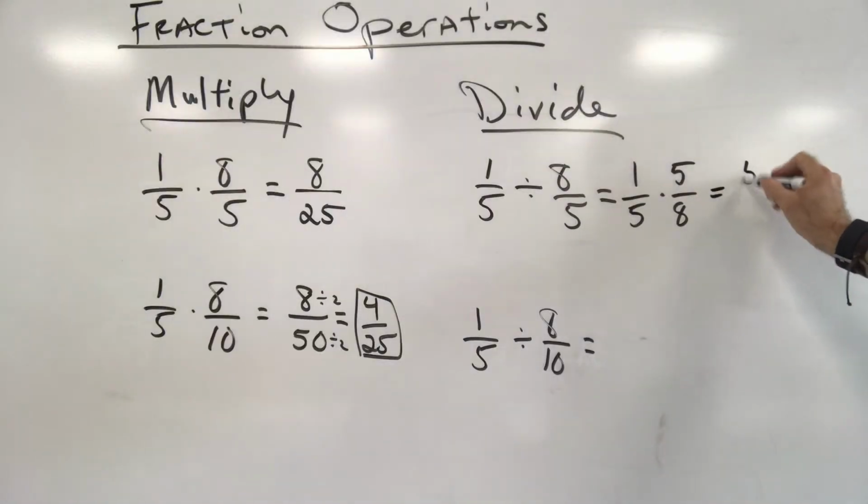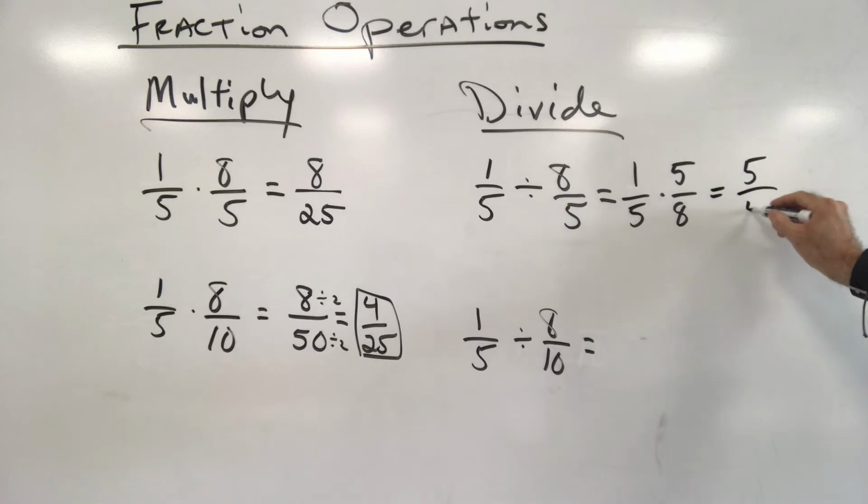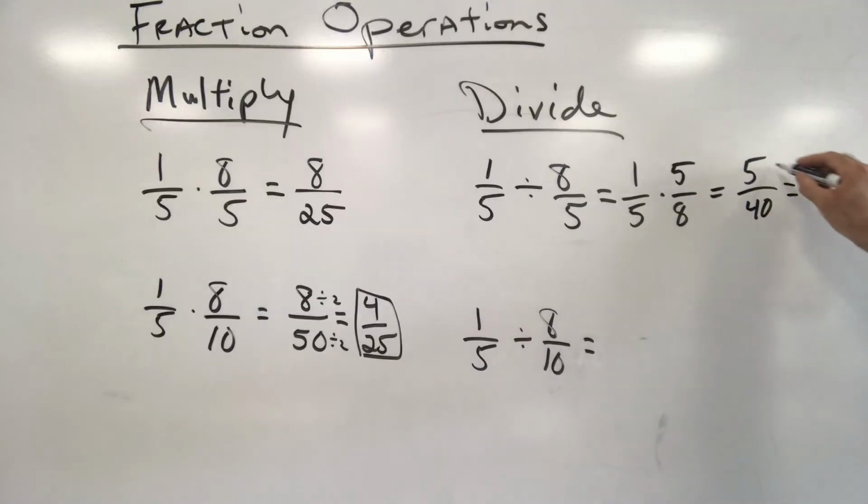1 times 5 is 5, and 5 times 8 is 40. And we can reduce that if I divide both the numerator and denominator by the same number. That becomes 1 over 8. There's our final answer.